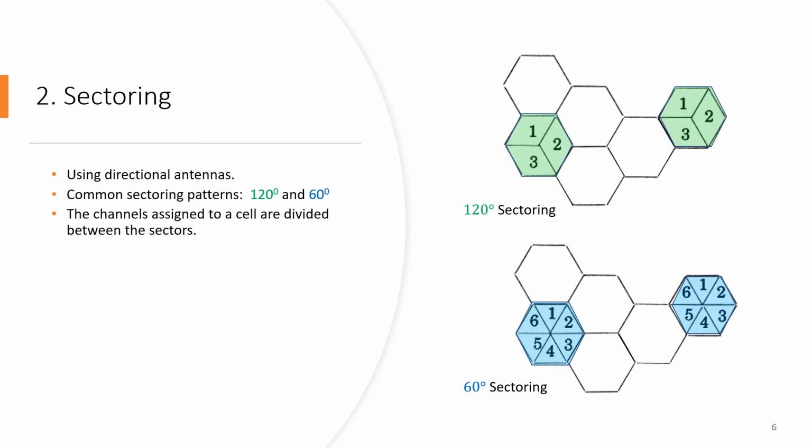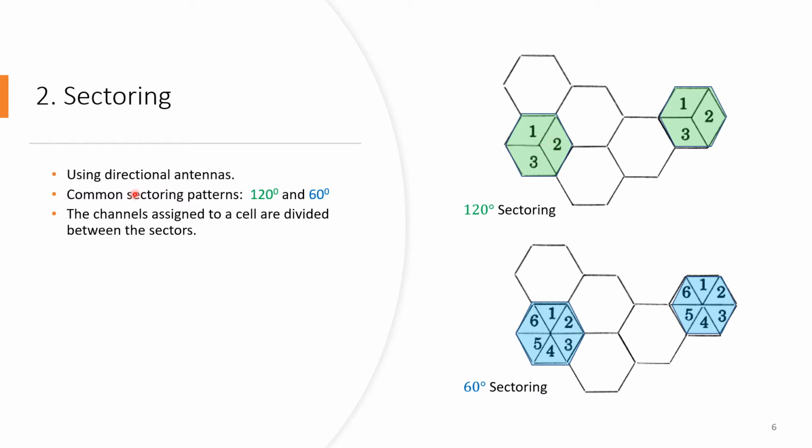So what's sectoring? In every cell, we're going to divide the cell into sectors. So let's say the base station in the middle here, this example of 3 sectors, and this example of 6 sectors. So we're going to use directional antennas. So one antenna pointing to every direction.